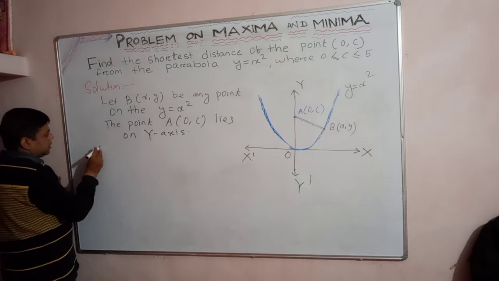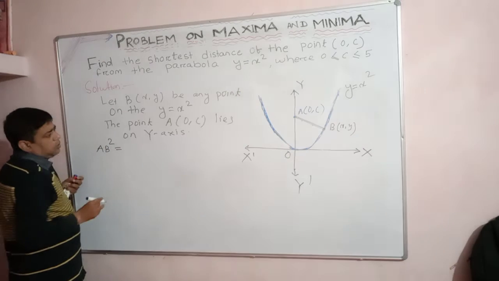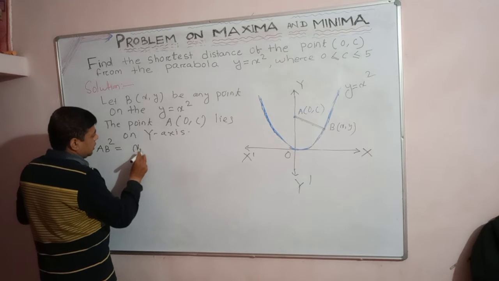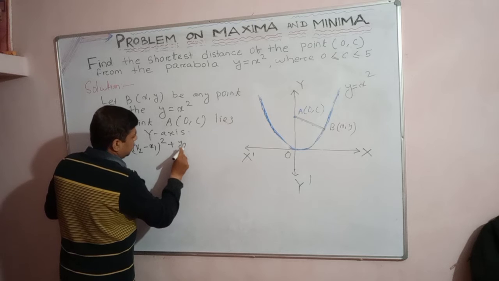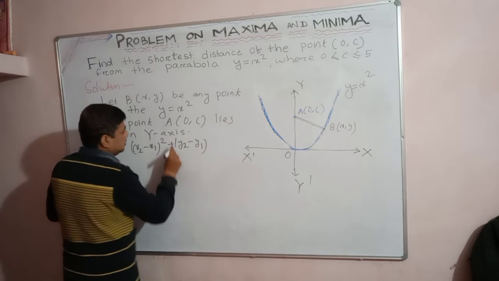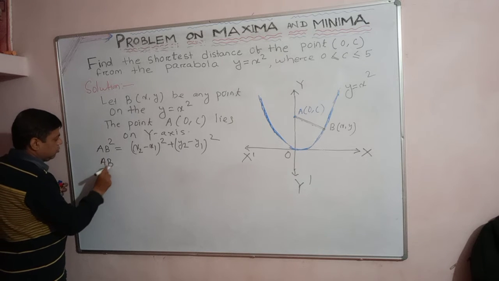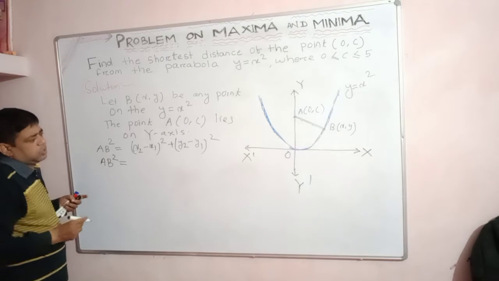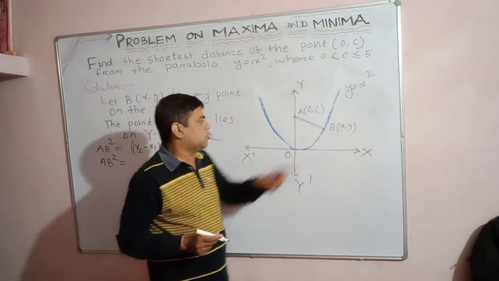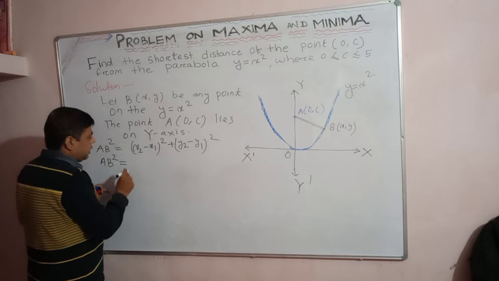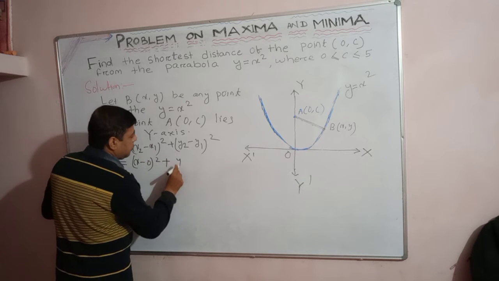Let's see the AB distance formula. AB square is equal to how much? Distance formula you know: (x2 minus x1) whole square plus (y2 minus y1) whole square. Is it clear? Taking this as (x1, y1) and this as (x2, y2), the difference between the x coordinates is (x minus 0) whole square plus (y minus c) whole square.